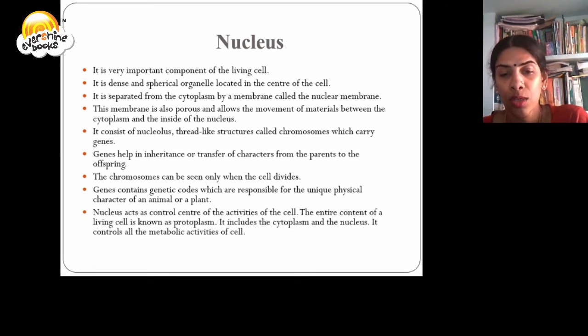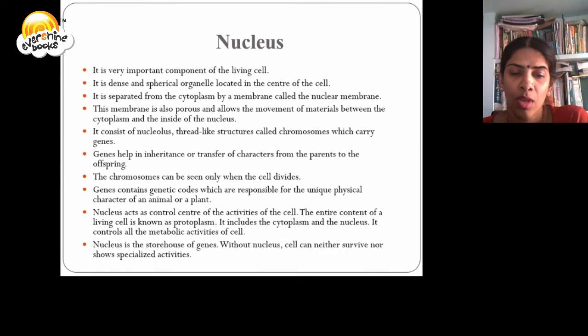Nucleus acts as the control center of the cell activities. The entire content of the living cell is known as protoplasm. The protoplasm consists of the cytoplasm and the nucleus. So, the nucleus indirectly controls all the metabolic activities of the cell. Nucleus is a storehouse of genes because without a nucleus, cells can neither survive nor show specialized activities.